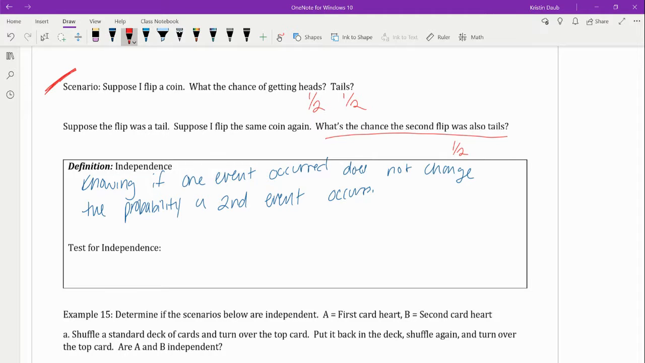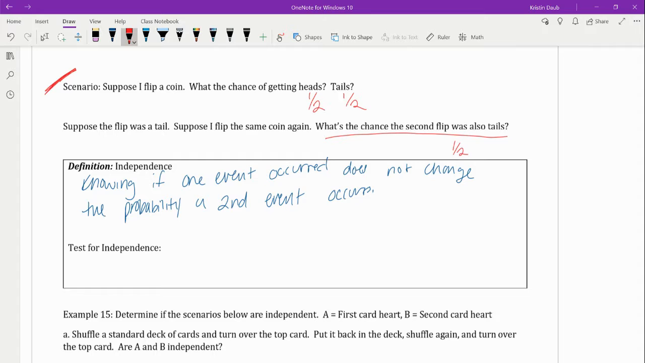This is what's called independent, and I have the definition of independence on there. The definition is: if I know that an event has occurred, it's not going to change the probability of a second event occurring. So we're going to have some tests that we'll use to check for independence, and I'll talk about that here in just a second. Let's think about our "suppose the flip was a tail." That's the extra information I'm giving. I don't care if the first flip was a heads or a tails. Knowing this one event occurred doesn't change the chance that I got tails on my second flip.